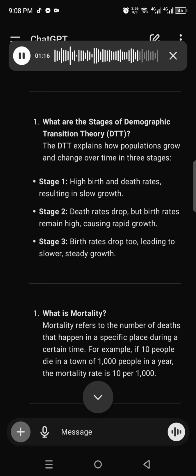5. What is mortality? Mortality refers to the number of deaths that happen in a specific place during a certain time. For example, if 10 people die in a town of 1,000 people in a year, the mortality rate is 10 per 1,000.